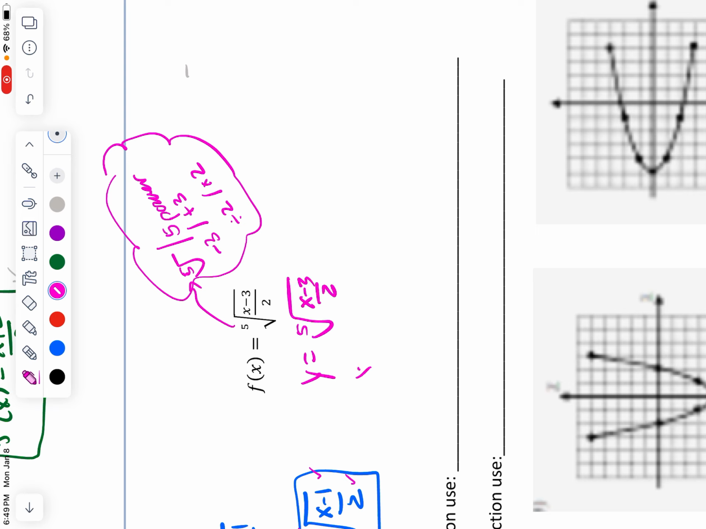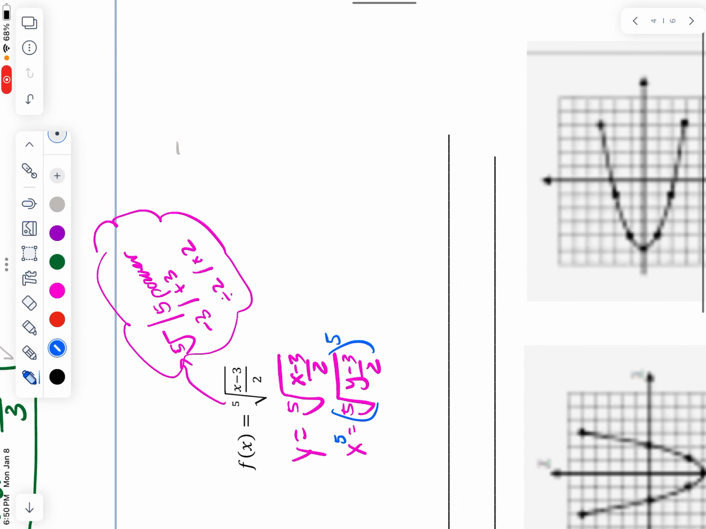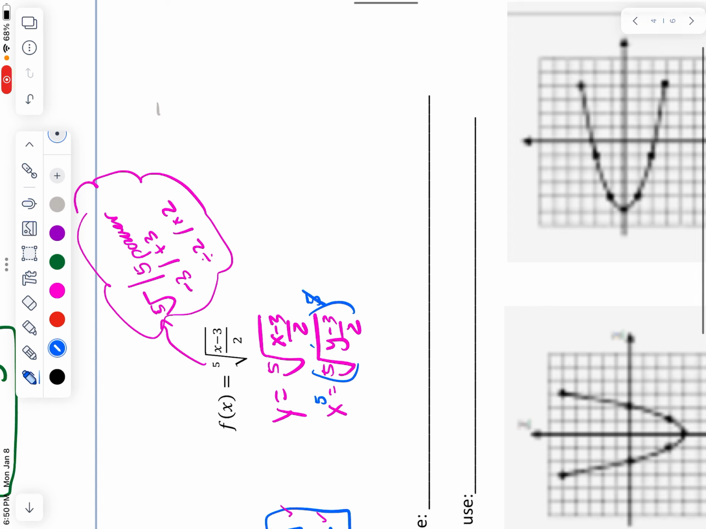Then I'm going to swap, put my x here and my y here. Now to get rid of this fifth root, I use a fifth power. Roots and powers are math opposites or inverses. So this looks really terrifying, but the fifth power and the fifth root just cancel. So at that point, I'll have x to the fifth equals y minus 3 divided by 2.